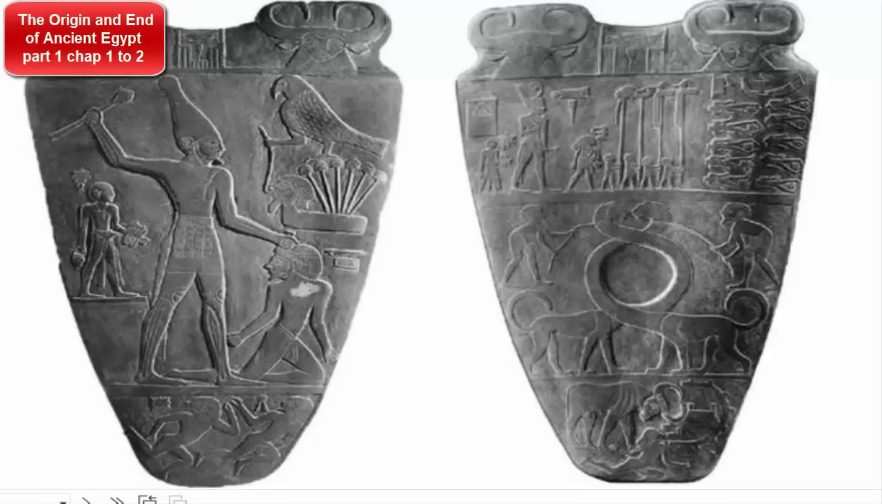New Kingdom, 1539 to 1069. Third Intermediate Period, 1069 to 664. Late Period, 664 to 332. Macedonian dynasty, 332 to 309. Ptolemaic Period, 309 to 30.